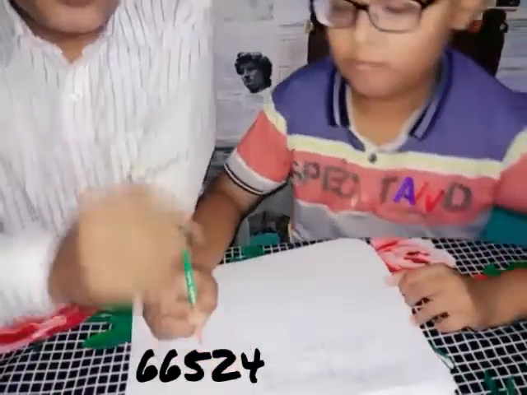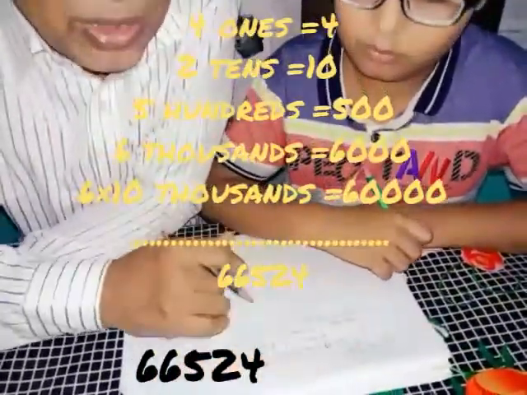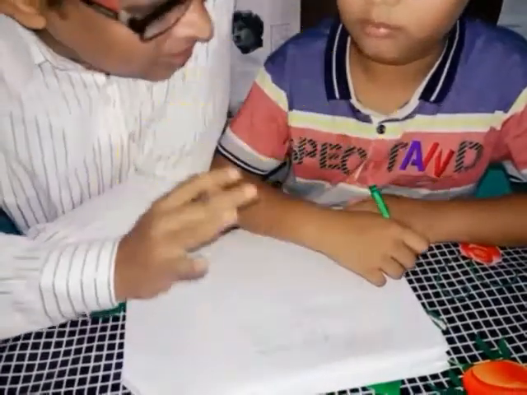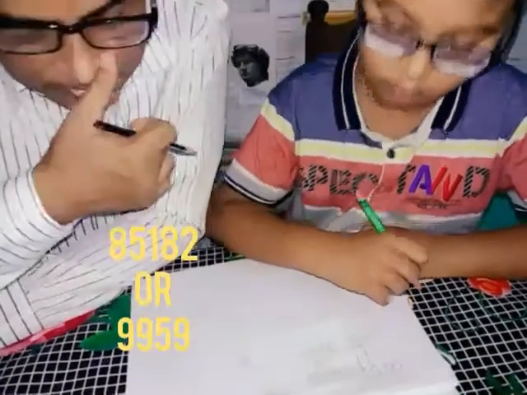So we found out the place value of each digit of this numeral. Now we'll compare some numbers up to 5 digits. Look at this. You tell me which number is greater.